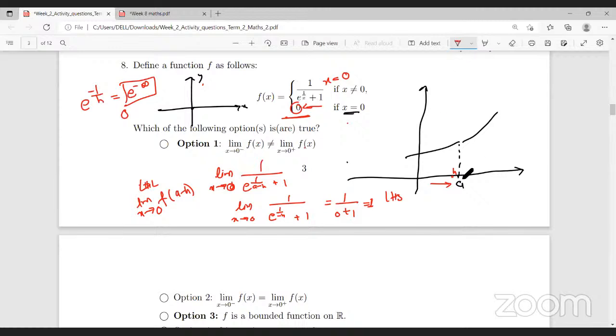If I go from the right hand side, I have to consider a plus h. So limit h tends to 0, 1 upon e to the power 1 upon h plus 1. Now here 1 upon plus infinity will be 0. So you can see my left hand limit and right hand limit are not equal. Here I am getting 1 and here I am getting 0.